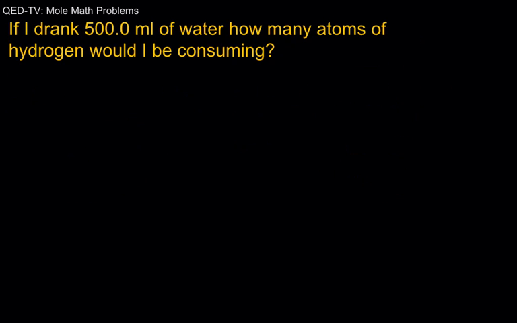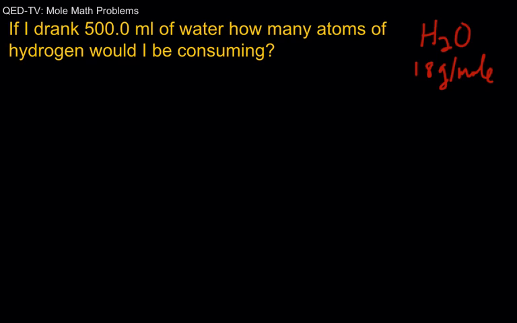So here's the problem we're going to work on. If I drink 500 milliliters of water, how many atoms of hydrogen would I be consuming? Clearly, you'd be consuming some hydrogen atoms because the water, we know, I hope we know, the formula is H2O. And if I figure out the molar mass of that, oxygen is 16, and each hydrogen is 1, so it'd be 18 grams per mole is the molar mass.